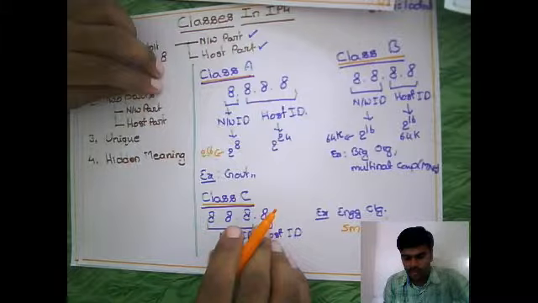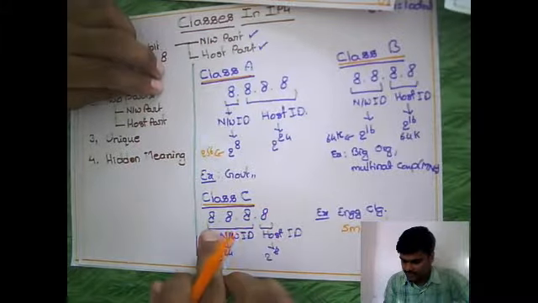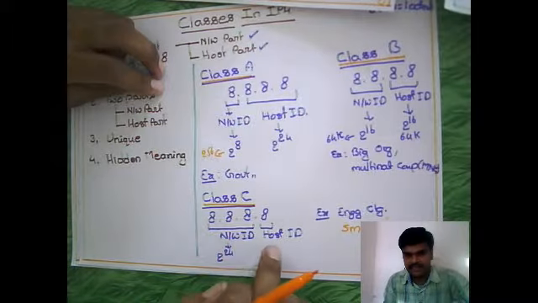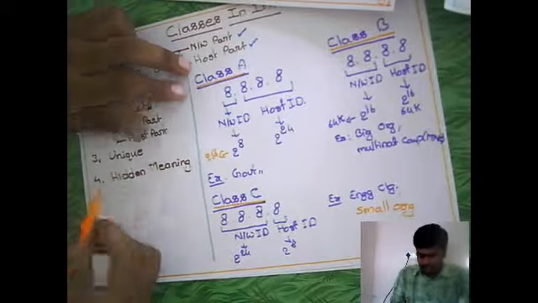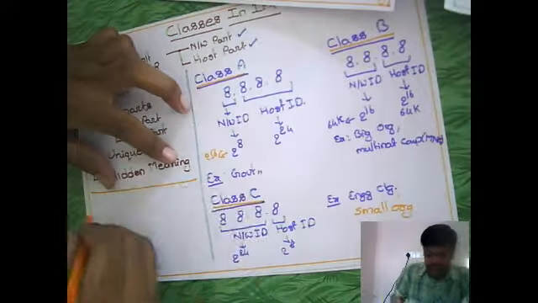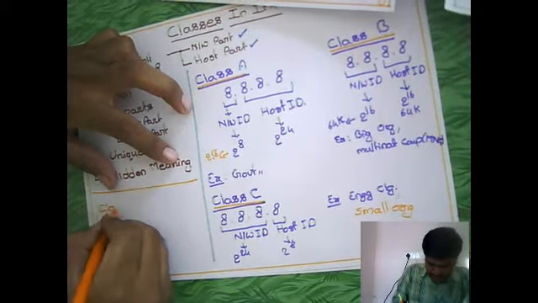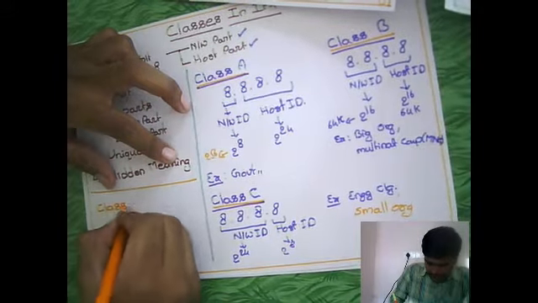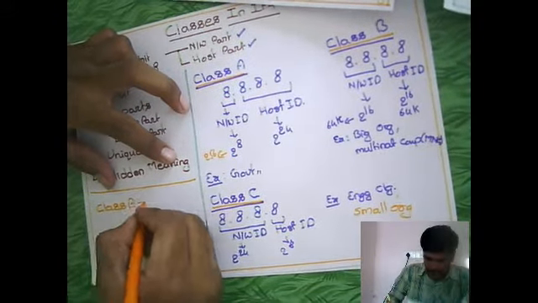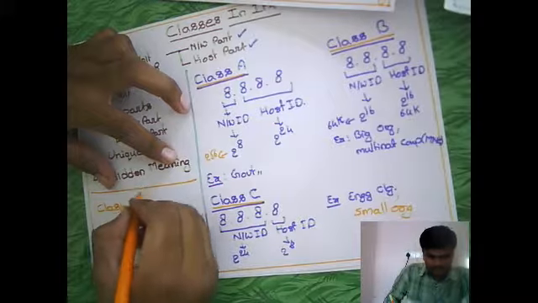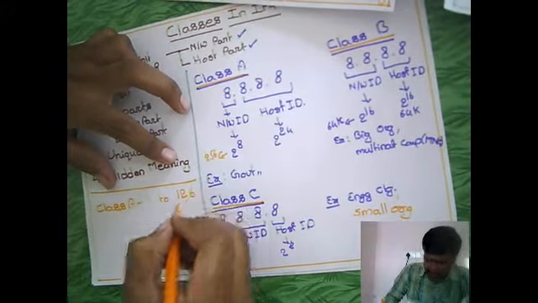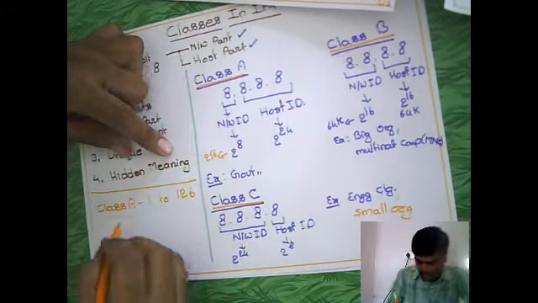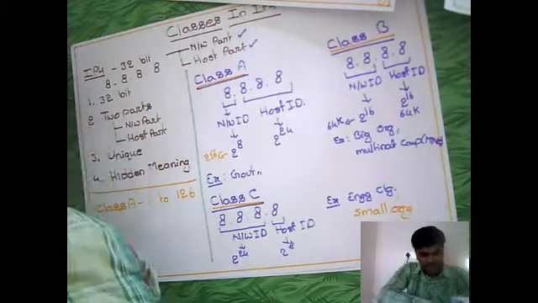And in class D and class E, you don't have any network ID or host ID part. So straight away we can discuss that. Now if you see the ranges, class A ranges from 1 to 126.